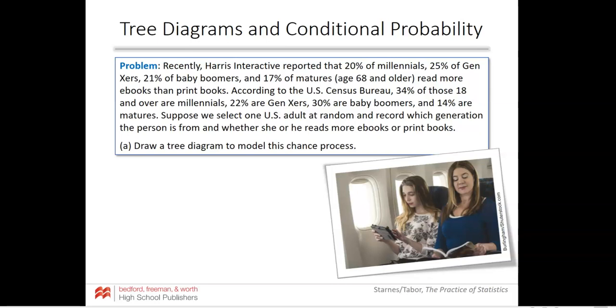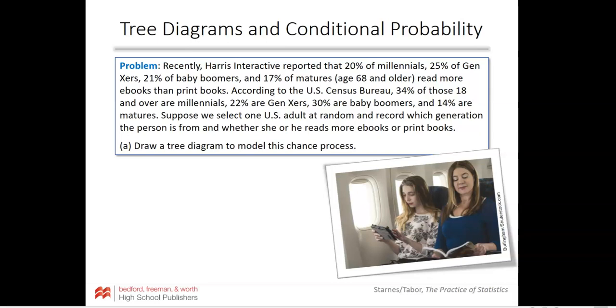So recently, a Harris poll reported that 20% of millennials, 25% of Gen Xers, 21% of baby boomers, and 17% of matures, which are old folks, read more ebooks than print books. According to the U.S. Census Bureau, 34% of those 18 and over are millennials, 22% are Gen Xers, 30% are baby boomers, and 14% are matures.